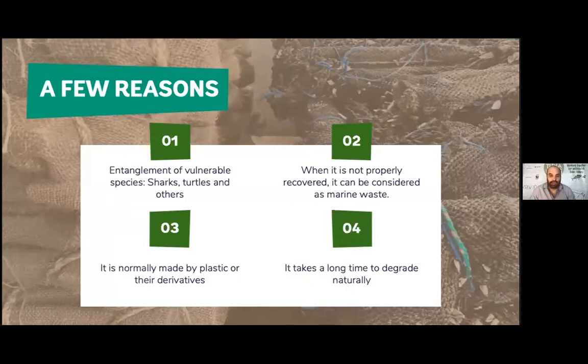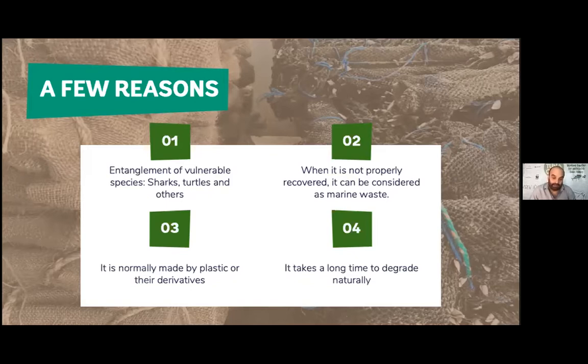Basically, the considerations we had, the reasons we had to develop this sort of FADs, was entanglement of vulnerable species such as sharks, turtles, rays. Even though it wasn't a great number of bycatch in this sense, because actually the catch was minimal, it is important and necessary to help reduce this impact. Therefore, we decided that within the criteria Tunacons will hold would be to develop non-entangling FADs.